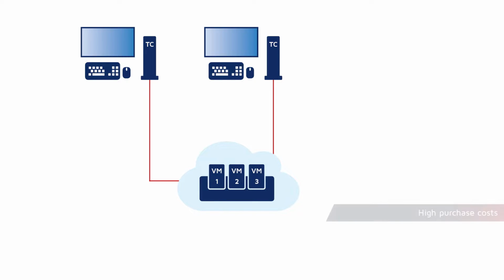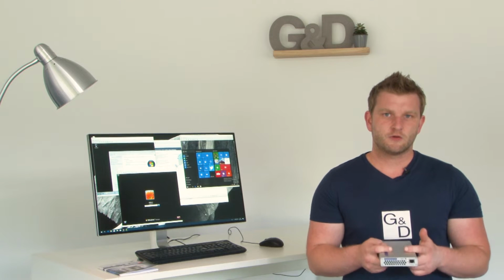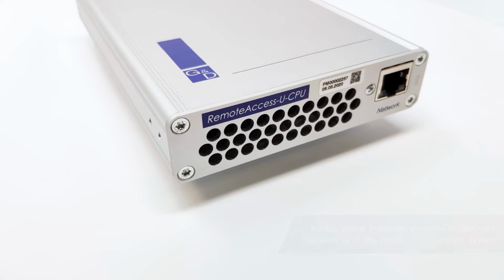This leads to high purchase costs for hardware and, of course, time for setup and maintenance. Our new RemoteAccess-CPU saves these costs because it combines a KVM CPU module with the G&D own developed SOC as a thin client. It also saves you time by creating your remote sessions and is 100% secure against third-party attacks. Like every device from G&D, this is available for classical KVM or the new KVM over IP series.